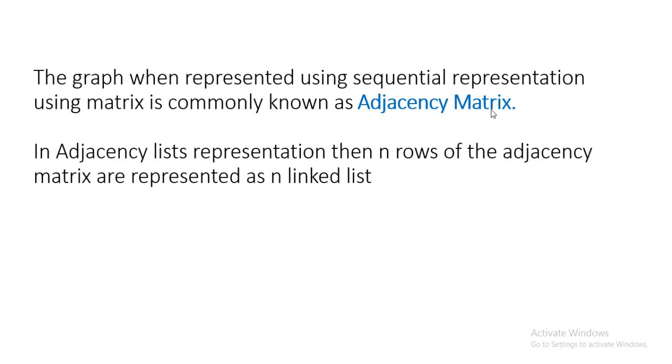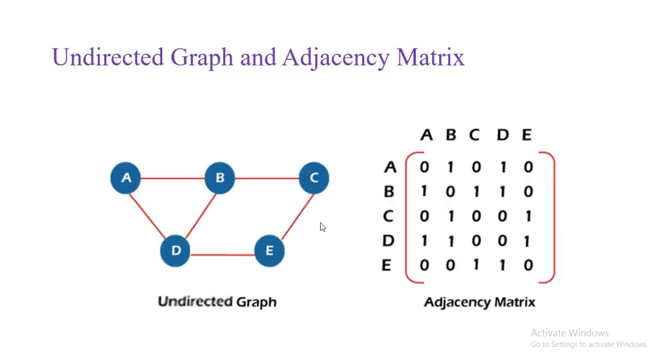Means what? Here we are representing the vertices of the graph in the matrix. And you can represent the adjacent nodes, or the connected nodes to particular nodes, in the form of rows, in the form of a linked list. In adjacency list representation, the n rows of the adjacency matrix are represented as n linked lists. So let's see the example.